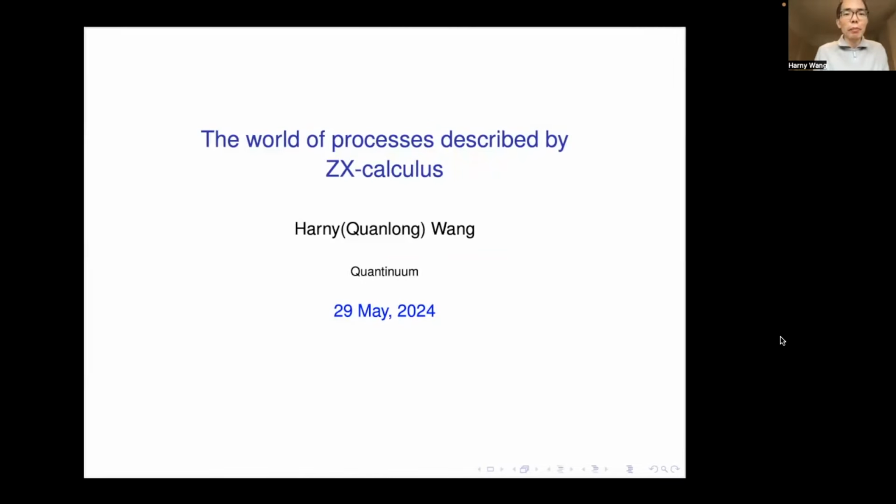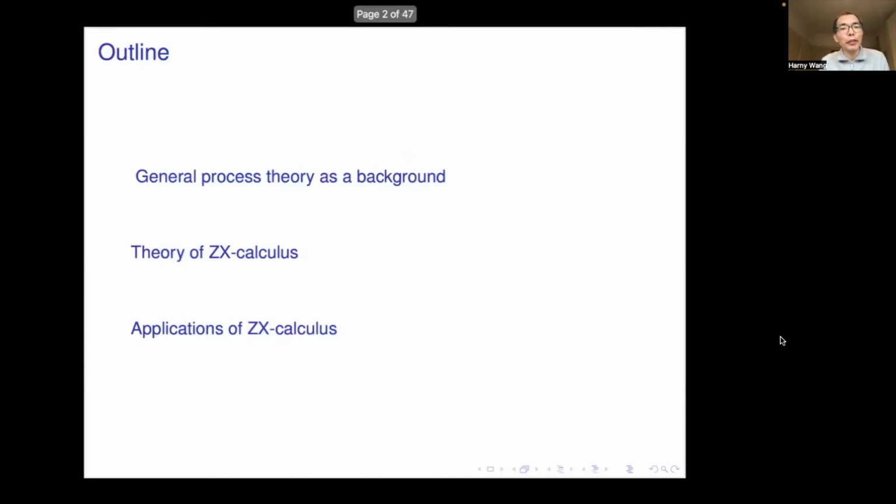So today I will talk about ZX calculus. I will give you a background: what is behind the idea of ZX calculus? I will talk about the general process theory, and then I will talk about the theory of ZX calculus. And at the end, I will talk about the applications of ZX calculus.